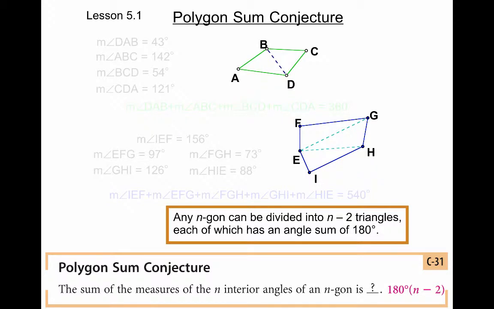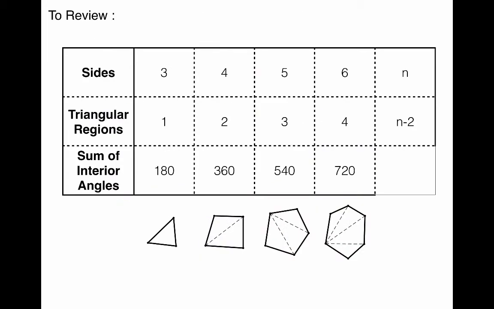And it's a new conjecture for your notes. The sum of the measures of the n interior angles of an n-gon is 180 times n minus 2. And again, that's because there are n minus 2 triangles, and each triangle has 180 degrees in it. So just multiply 180 times n minus 2. Okay, moving on.